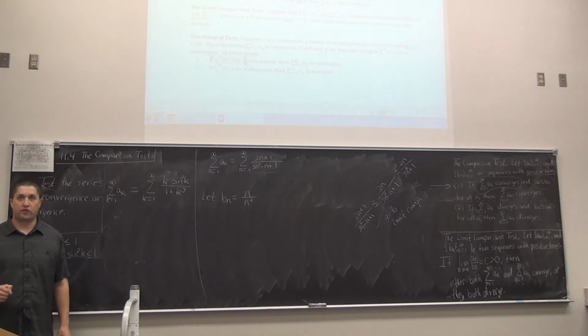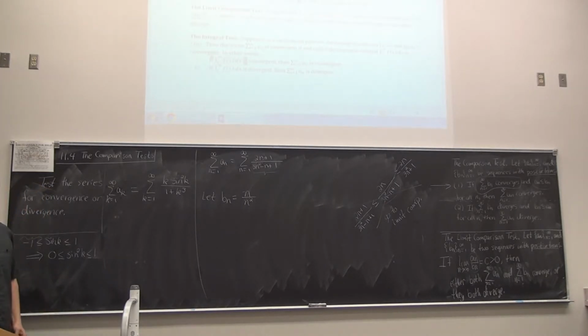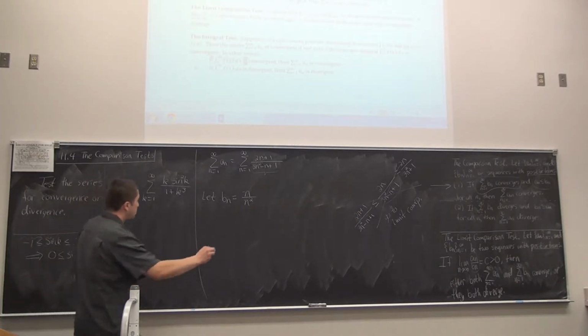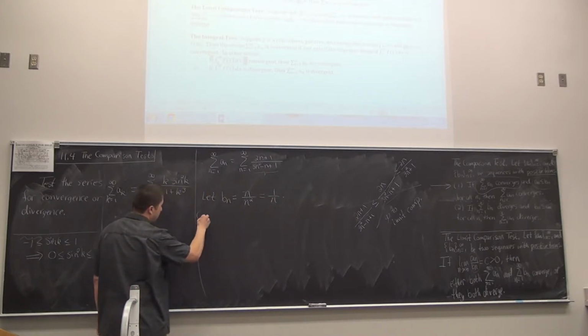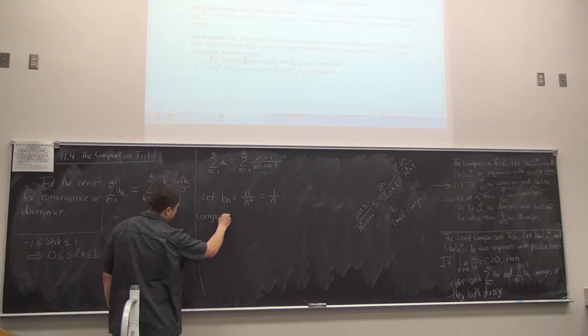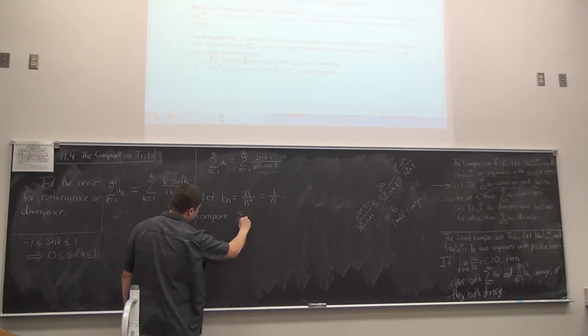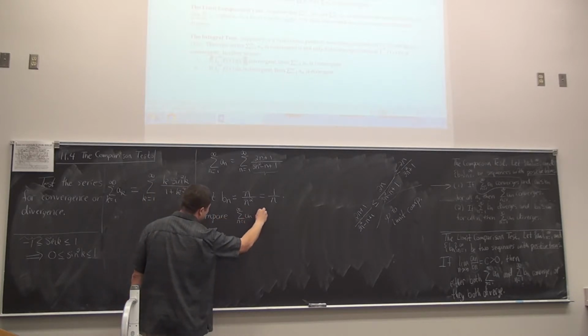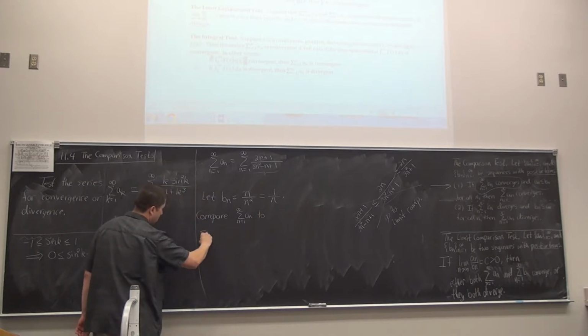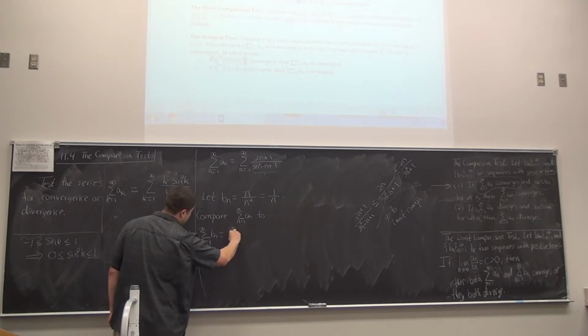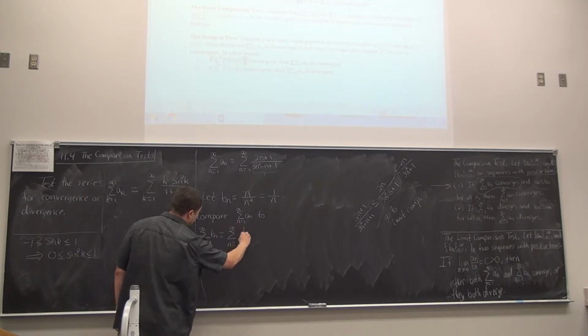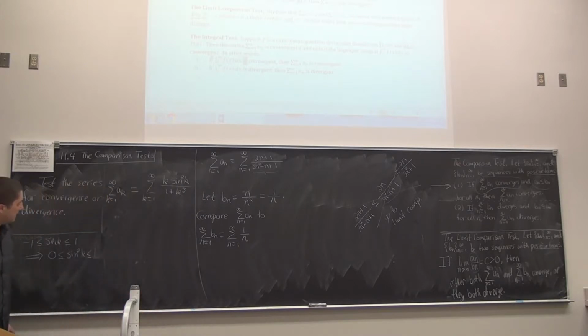So that's how I'm going to form the series I want to compare it to. That'll be the nth term, and this would reduce to 1 over n. So we'll compare the original series as n went from 1 to infinity, a sub n, to the new series as n goes from 1 to infinity of b sub n, which is the series as n goes from 1 to infinity of 1 over n. So what's the conclusion for this series, for b sub n?